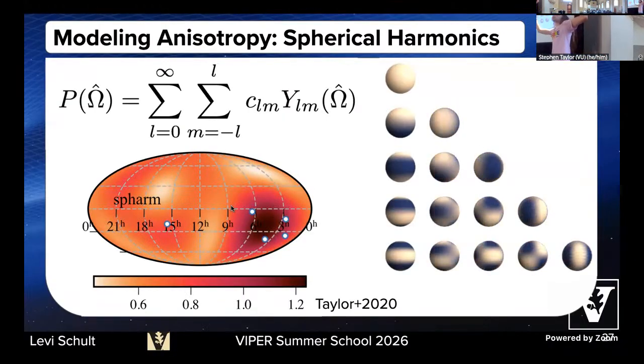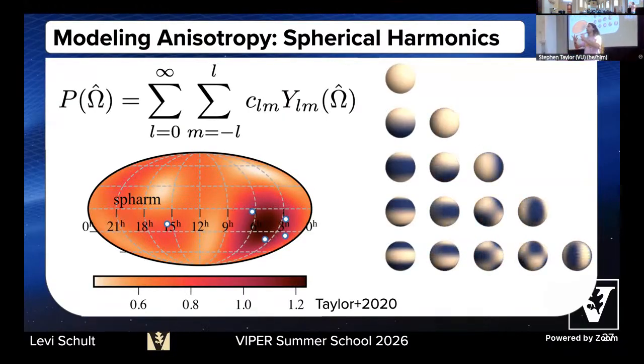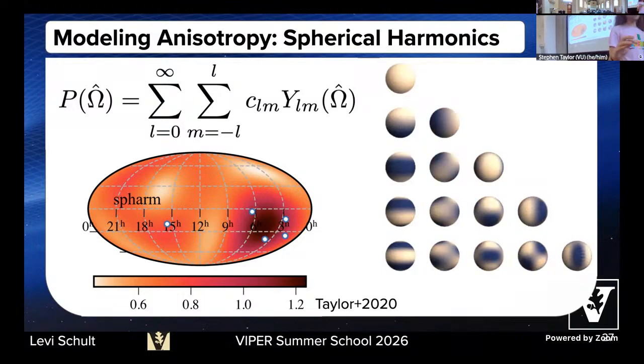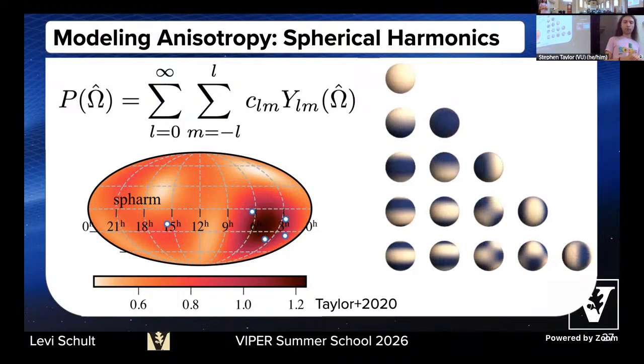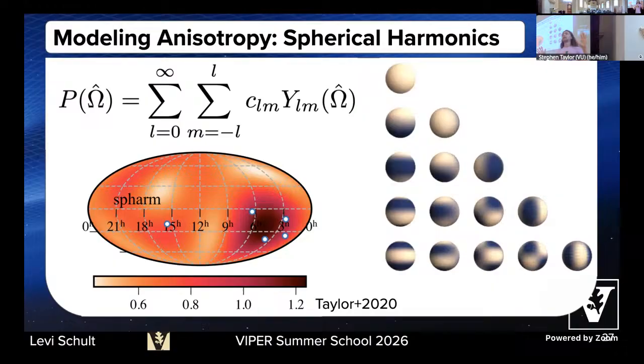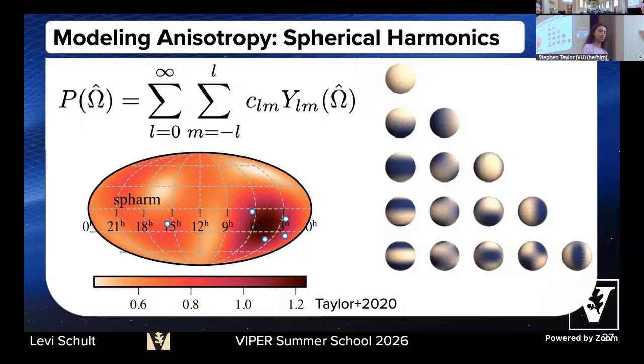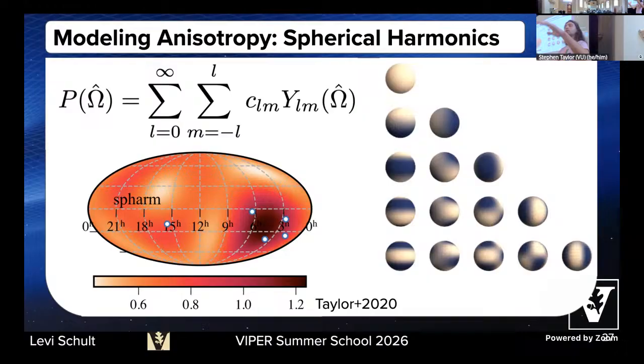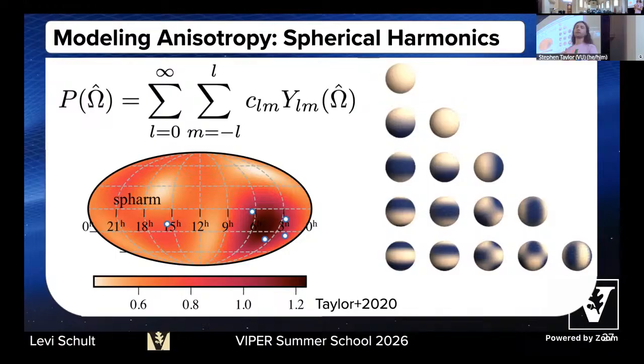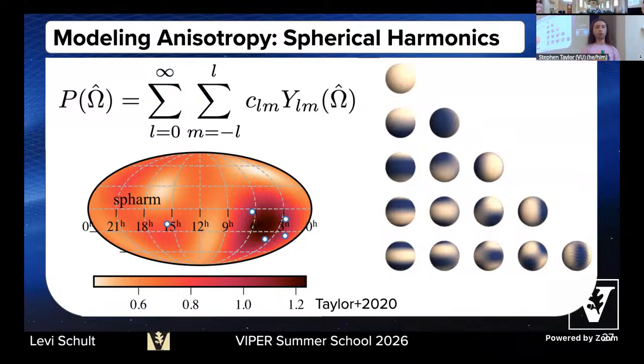I'll take you through a little bit of a tour of different bases that we use for modeling P of omega. The first, which Steve mentioned last week, is spherical harmonics. This is a basic way to decompose power on the surface of the sphere. You have Y_lms, those are your spherical harmonic functions, and then you have c_lms, which are basically the amplitudes of those spherical harmonics. So when you're actually doing an analysis, your parameters are these c_lms.